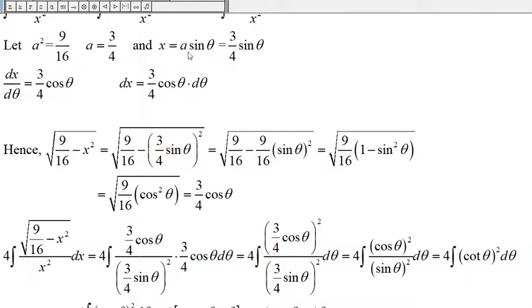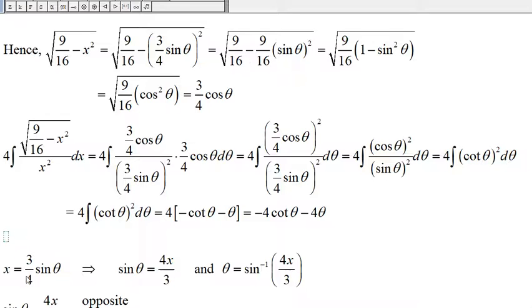Earlier we have x equal to 3/4 times sine of theta. So we have x equal to 3/4 sine of theta, which means sine of theta is 4x over 3. So right here, multiply both sides by 4/3. So multiply the left side by 4/3, multiply the right side by 4/3. And we get sine of theta is 4x over 3. And then by definition of inverse sine function, we get theta is sine inverse of 4x over 3.